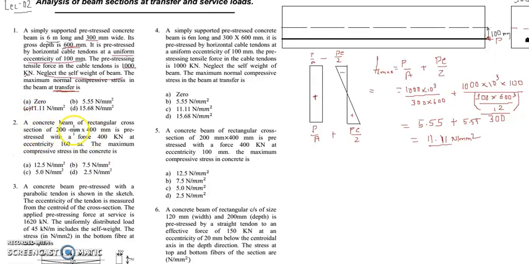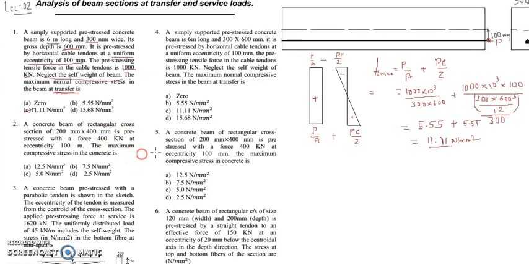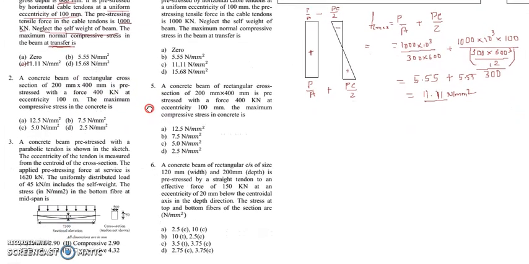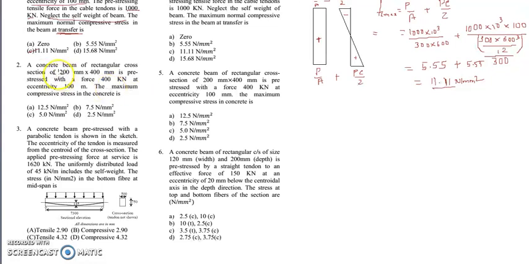Come to the second question. A concrete beam of rectangular cross section, which has a cross section 200 mm by 400 mm, is pre-stressed with a force of 400 kilonewton at an eccentricity of 100 mm. Remember, this is not 100 meter, this is 100 mm. The maximum compressive stress in the concrete is again with the same formula, P by A plus P e by Z. Substituting everything here, we get the answer.